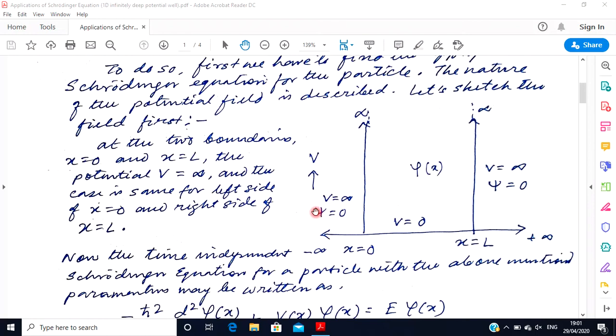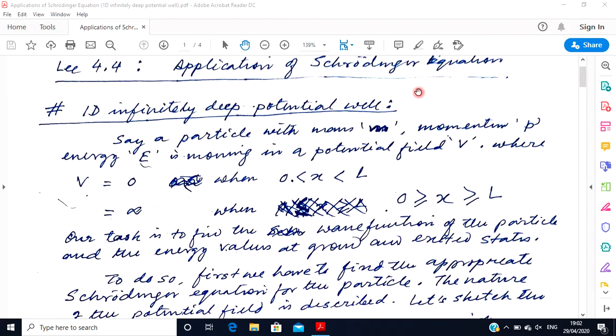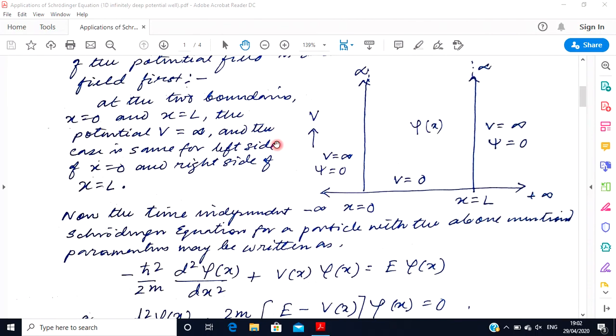So if psi equals 0 where V equals infinity, then the particle only exists inside these two barriers. And if you see it from upside down, it will look like an infinitely deep well-like structure. Therefore, these kinds of problems are known as one-dimensional infinitely deep potential well.